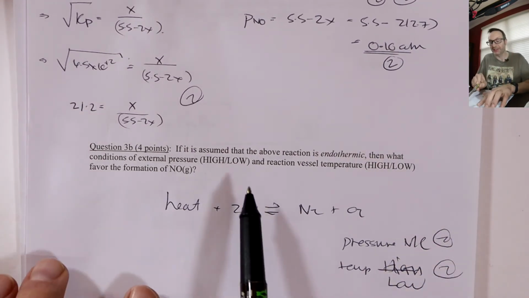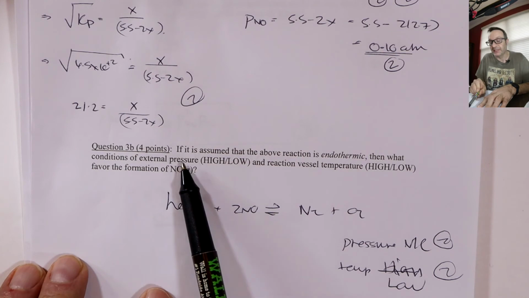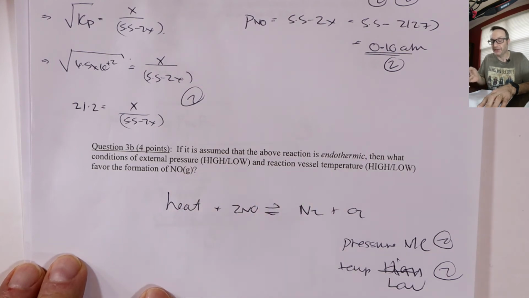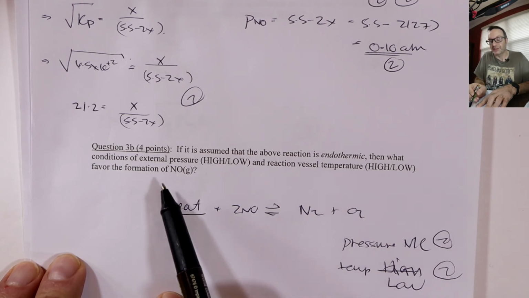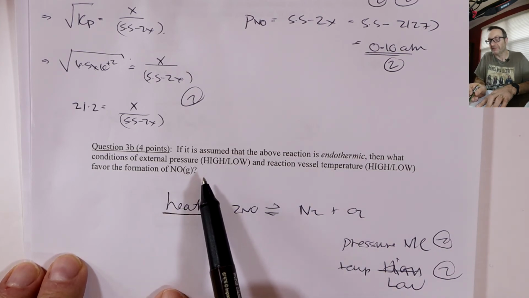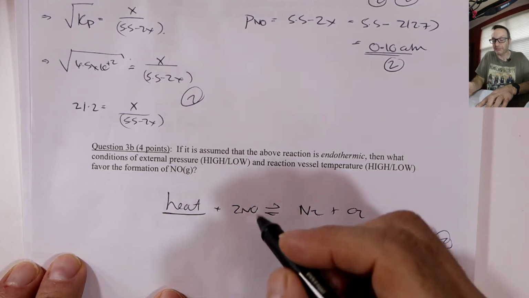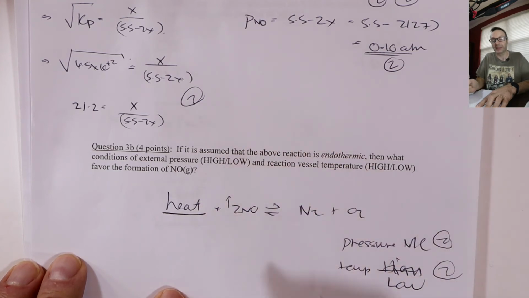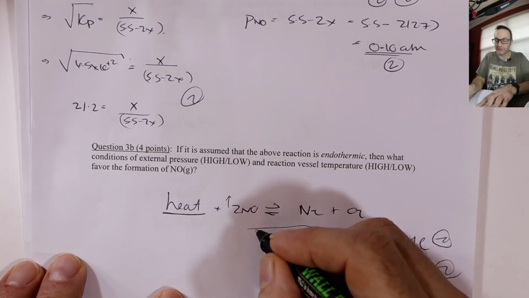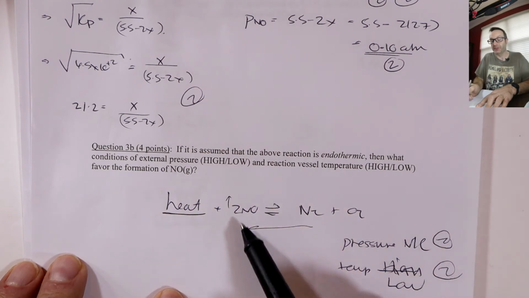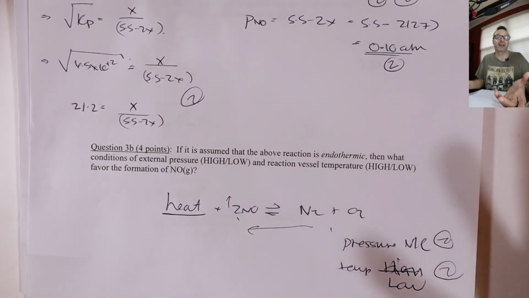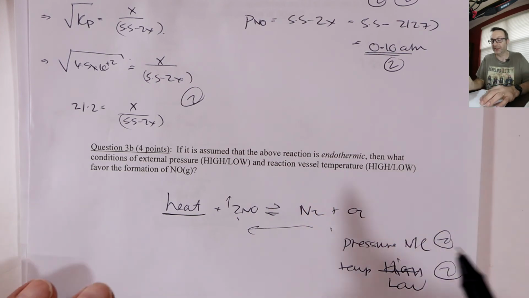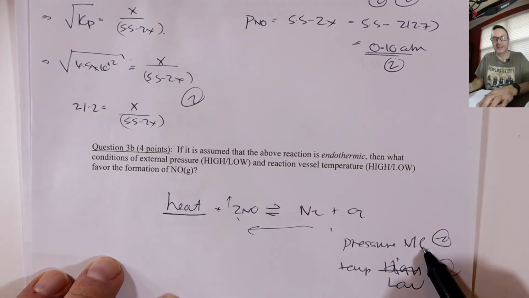Now this one is interesting. You've got to read the question. It says, if it's assumed that the reaction is endothermic, so heat's a reactant, what conditions of external pressure, high or low, and reaction vessel temperature, high or low, will make more NO2? So if you think about it, I want to make the reaction move to the left. Now the easy one is pressure. There's 2 molecules here, 2 molecules here. It doesn't matter what I do with pressure. It's going to be unresponsive. So trick question, actually, no change with pressure.